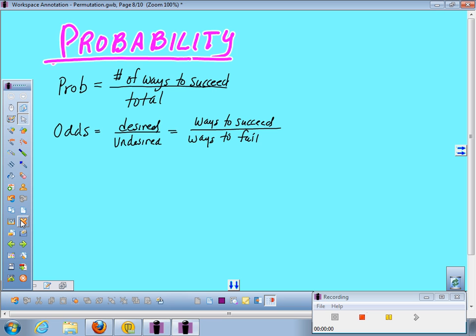Okay, every book, every teacher uses different words. I was always taught successes over total. Ways to get what I want over total. That can be total outcomes. Some of you learned desired over total. That's another way you can write it.